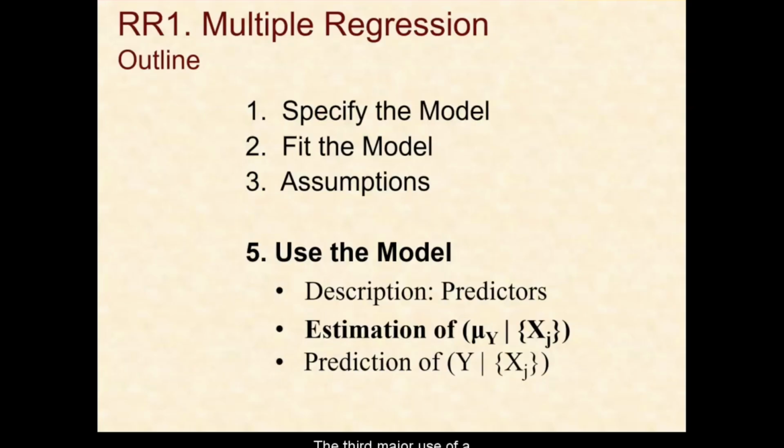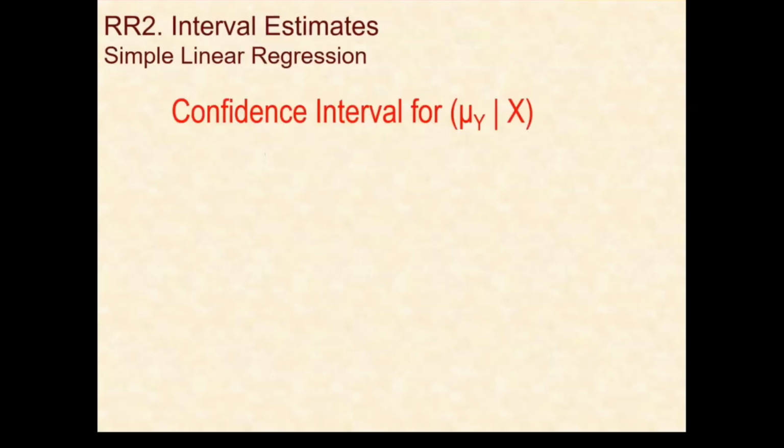The third major use of a regression model is prediction. Sometimes we're interested not just in estimating the mean of y over a comparable set of observations, but also in predicting a particular value or set of values of y for a specific situation. We will begin by discussing the estimation use, estimating the process mean of y for a given set of predictor values. We turn to the estimation task.